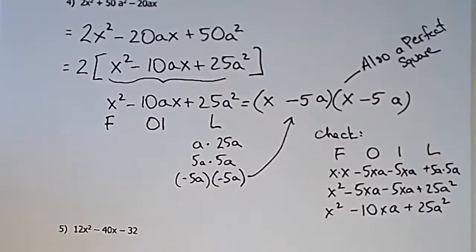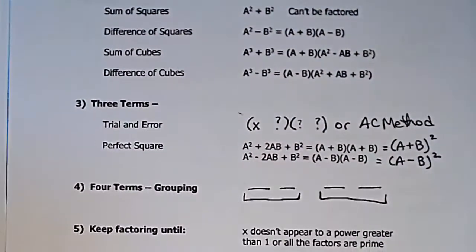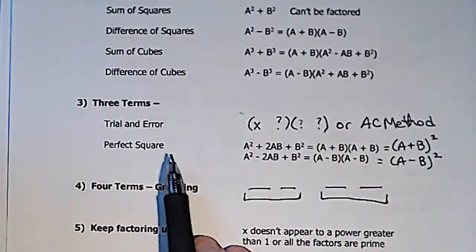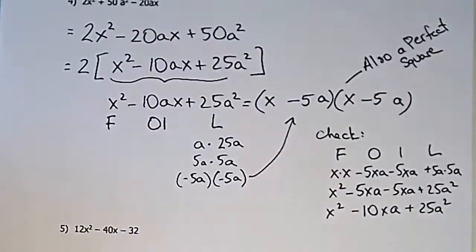so I could use trial and error, or I could have noticed on this first page, 3 terms, I could have recognized the perfect square formula right here. So that would have been that one. But I didn't have to. I could use trial and error.